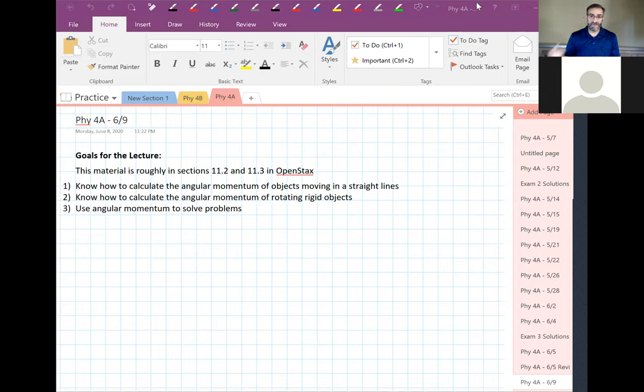So we have two ways of doing angular momentum. One is for an object that's moving in a straight line, and one is for an object that's rotating.